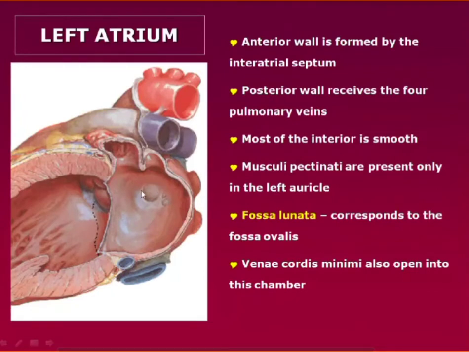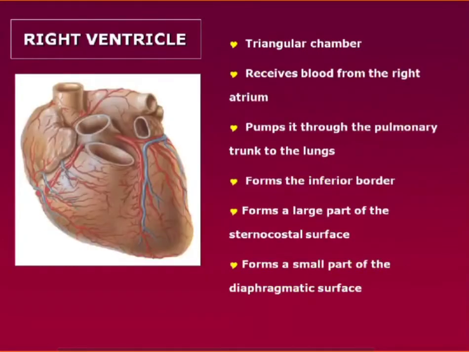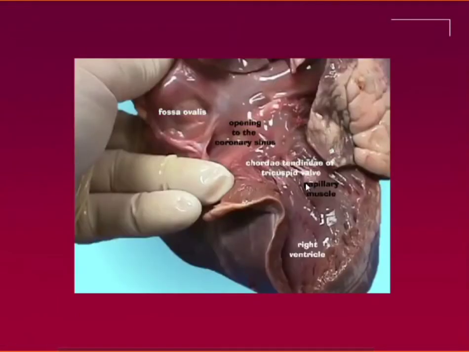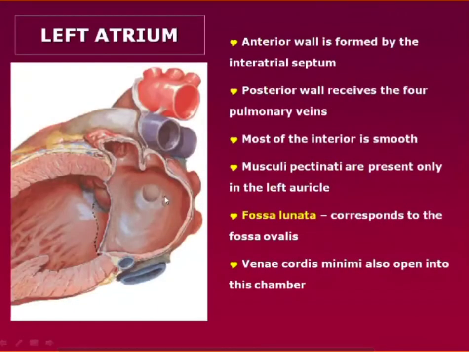In the septal wall of the right atrium, what did we find? We found the fossa ovalis, and also the limbus fossa ovalis. Corresponding to the fossa ovalis of the right atrium, in the septal wall of the left atrium, what do you find? You find the fossa lunata.